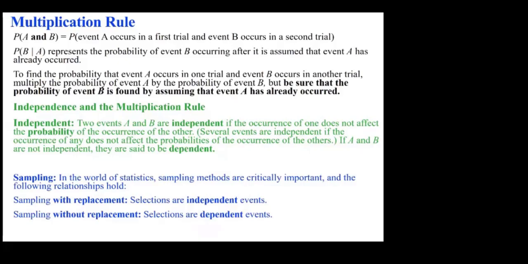Sampling. In the world of statistics, sampling methods are critically important, and the following relationship holds. Sampling with replacement: selections are independent events. Sampling without replacement: selections are dependent events. Just to give you an idea of what's happening here, and again, that one is straightforward. What is not straightforward are the things that we come across, which are really confusing in a moment.